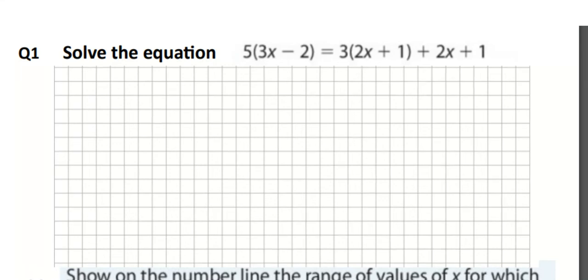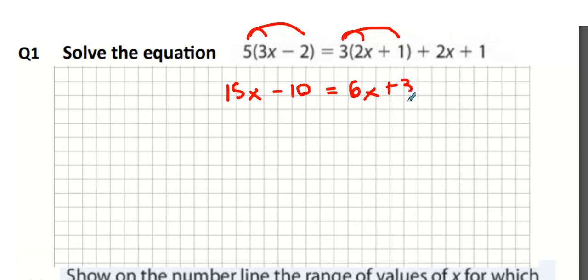Guys, this is solve equation. Anywhere you see a number next to a pair of brackets, you're going to multiply it out. Okay, and what we get there is 15x minus 10 equals 6x plus 3 plus 2x plus 1.